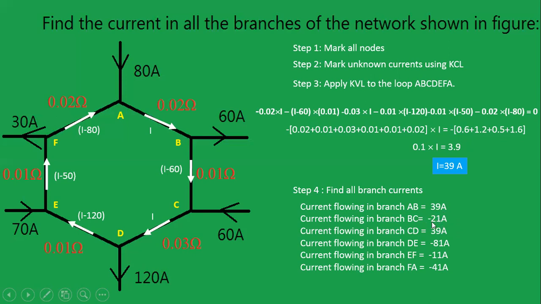What does this negative sign indicate? Negative sign indicates that the current is flowing in the opposite direction. So we have assumed current is flowing from B to C, but in reality, current is flowing from C to B with a magnitude of 21 amperes.